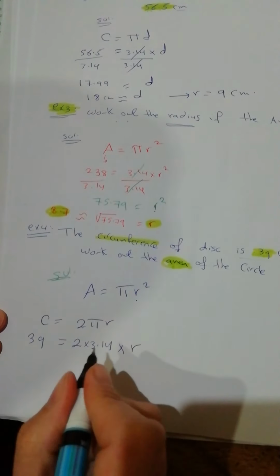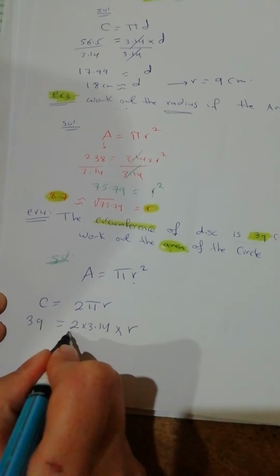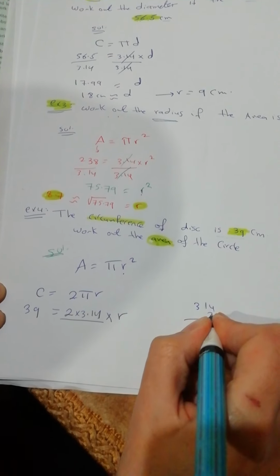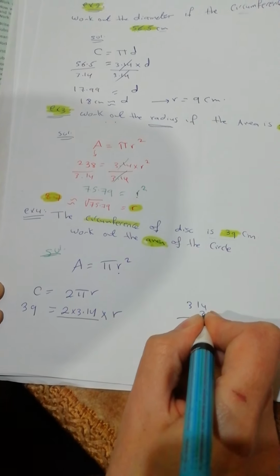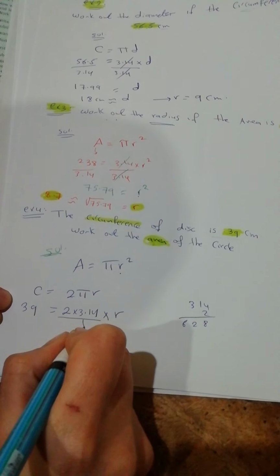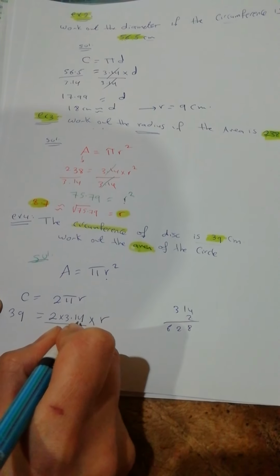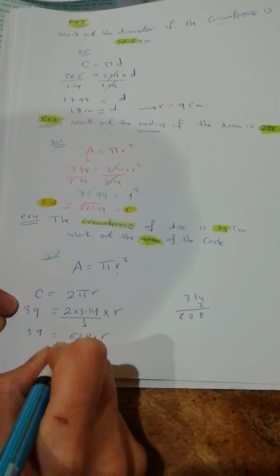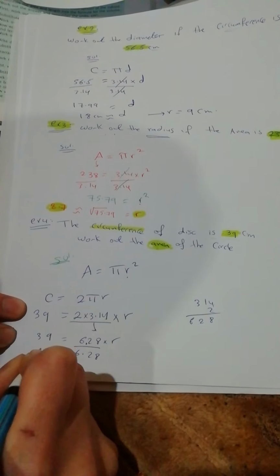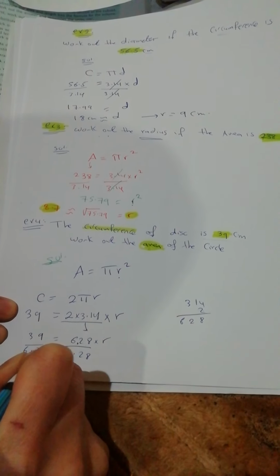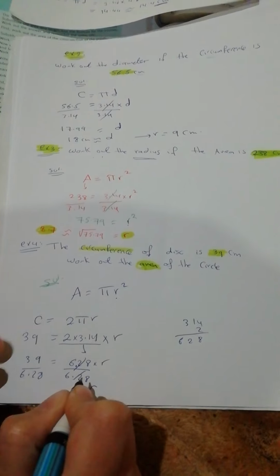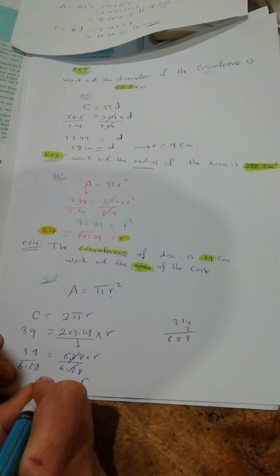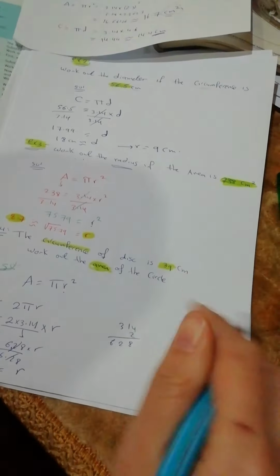Now 2 times 3.14 is 6.28. So 6.28 times r equals 39. Divide both sides by 6.28, 6.28 cancelled with each other. Now the radius is 6.2 centimeters.